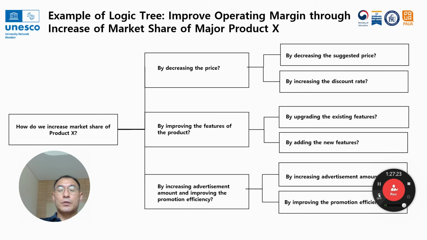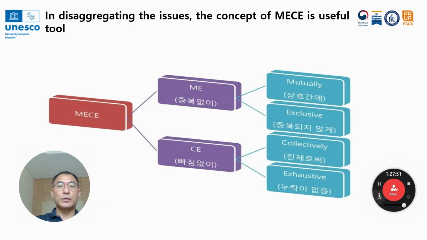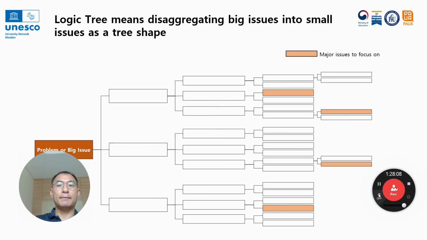Okay, so that's it. To summarize, in this class, class number 3, we learned about why disaggregating the issue is important and what the ways to disaggregate the issues are. So I introduced the tool of the MECE, mutually exclusive and collectively exhaustive, and I presented some examples to help you understand the concept of the MECE, and I also introduced the concept of the logic trees.